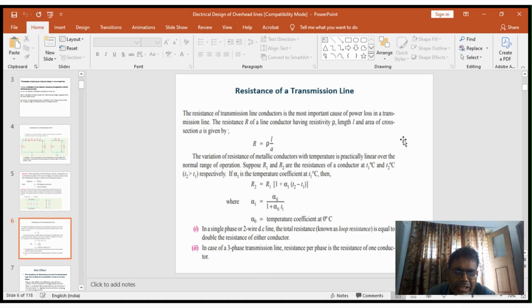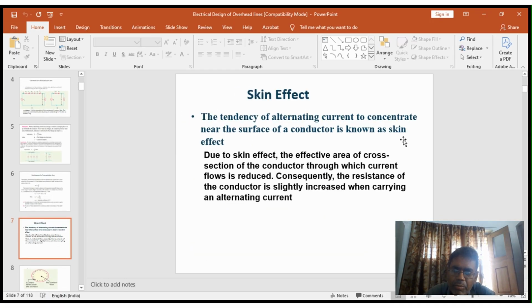In the case of a single-phase two-wire line, the total resistance, called the loop resistance, is equal to double the resistance of each conductor. But in the case of a three-phase line, the resistance per phase is the resistance of one conductor. One more important point in the case of AC is the skin effect. The tendency of alternating current to concentrate near the surface of the conductor is known as the skin effect.